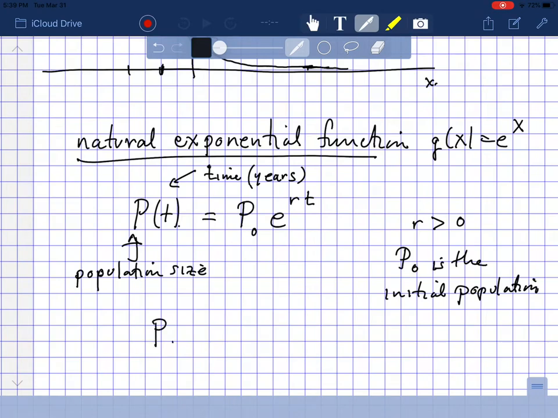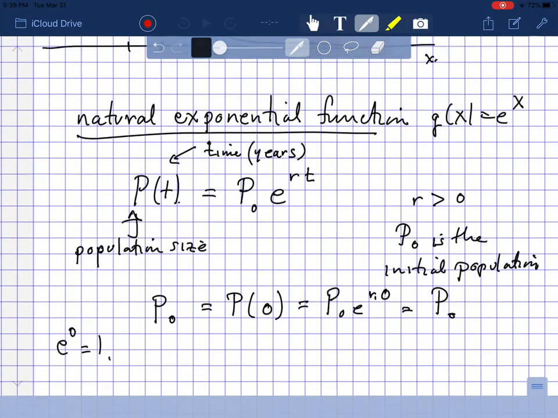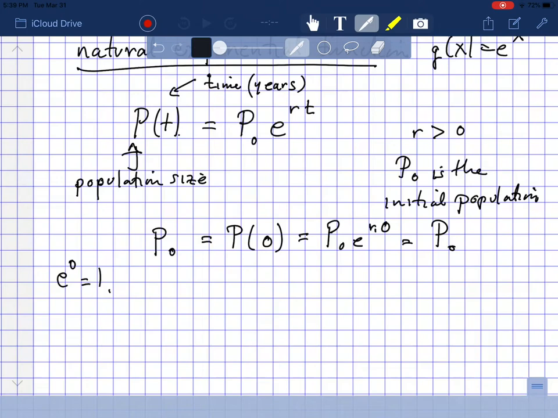So what do I mean by that? I mean, P sub 0 is equal to the size of the population at t equals 0. So this is just going to be P sub 0 times e to the 0 power. e to the 0 power is 1. Okay.